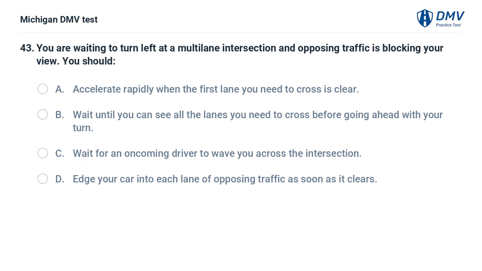You are waiting to turn left at a multi-lane intersection and opposing traffic is blocking your view. You should A. Accelerate rapidly when the first lane you need to cross is clear. B. Wait until you can see all the lanes you need to cross before going ahead with your turn. C. Wait for an oncoming driver to wave you across the intersection. D. Edge your car into each lane of opposing traffic as soon as it clears.